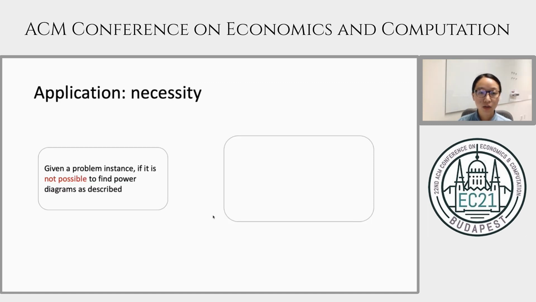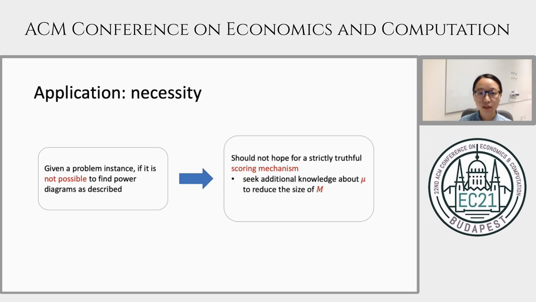Second, our characterization can also be used for impossibility results. Given a problem instance, if it is not possible to find power diagrams as described, then one should not hope for a strictly truthful scoring mechanism for this problem. This means the designer should seek additional knowledge about the distribution to reduce the size of M, or she should try to elicit different information Ri.